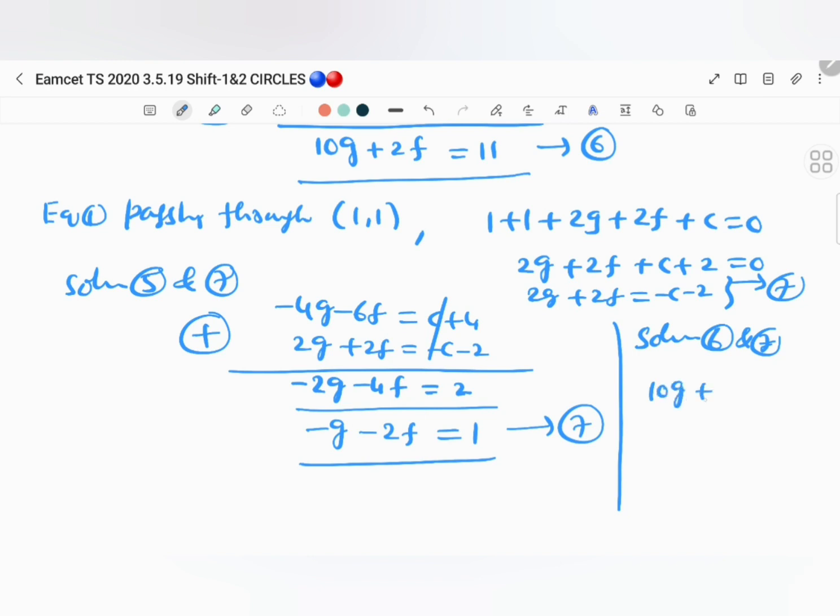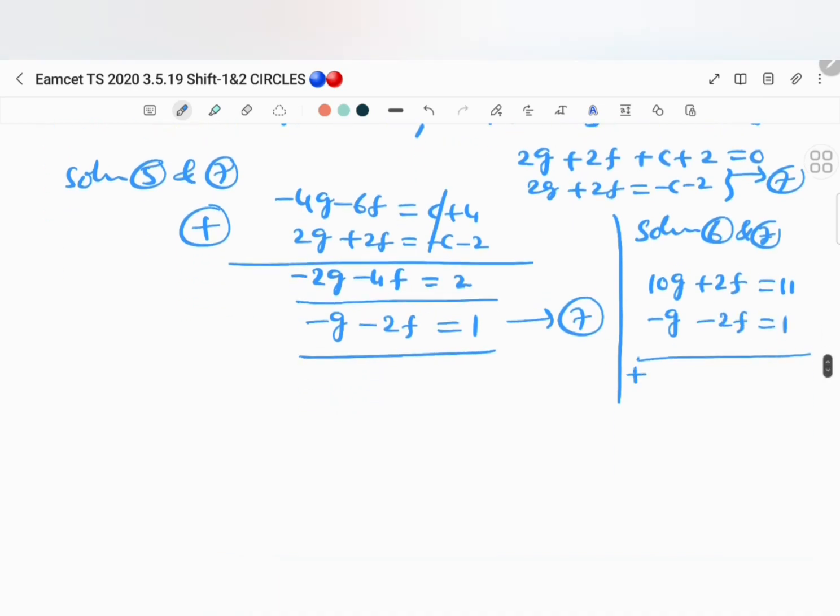10z plus 2f equal to 11. Minus z minus 2f equal to 1. So, adding, 9z equal to 12. So, z is equal to 12 by 9, which is 4 by 3. The z value is 4 by 3.